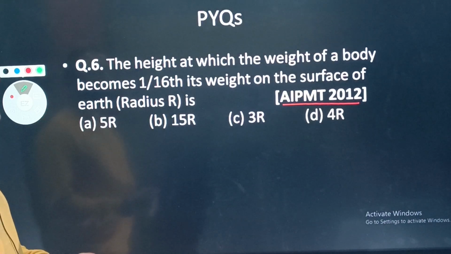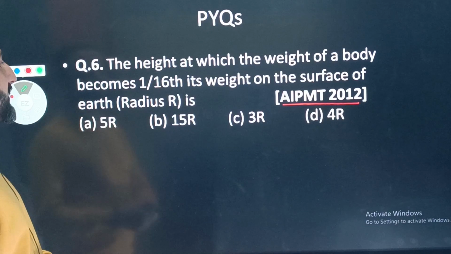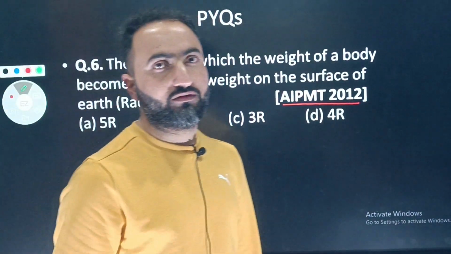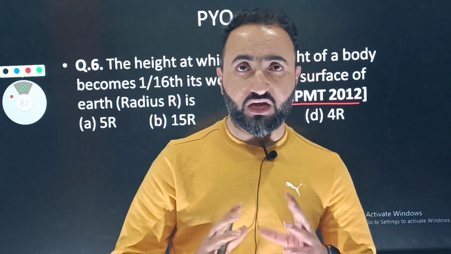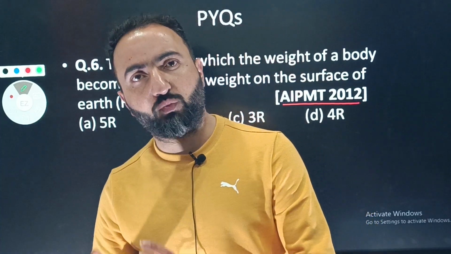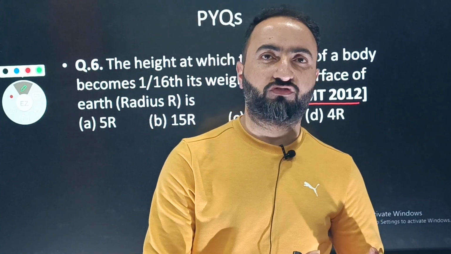The height at which the weight of a body becomes 1/16th of its weight on the surface of Earth. You will have to calculate the height in terms of the radius of Earth where the weight of an object becomes 1/16. You have to keep in mind that what will happen to the acceleration due to gravity will happen to the weight, but the mass will remain constant. Mass is not going to change with the height or with the depth, but what will change is the acceleration due to gravity, and since W is equal to mg, the weight of the object is also going to change.